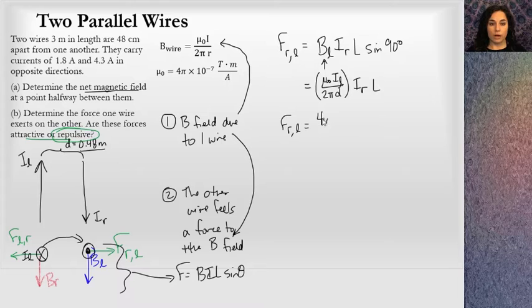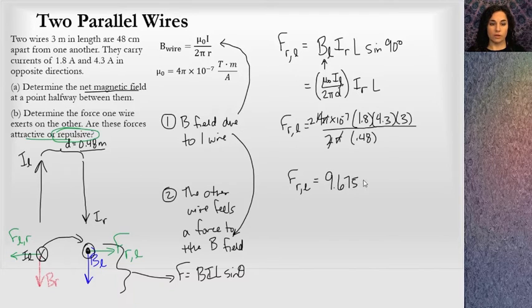Mu naught is 4 pi times 10 to the negative 7th, I_L 1.8, I_R 4.3. The length, they tell me, is 3 meters, and I'm going to divide that by 2 pi times the distance between those two wires, which is 0.48. The pi's cancel. I have a 2 here. You can run this through your calculator, and the force on the right-hand wire from the left-hand wire is 9.675 times 10 to the negative 6 newtons.